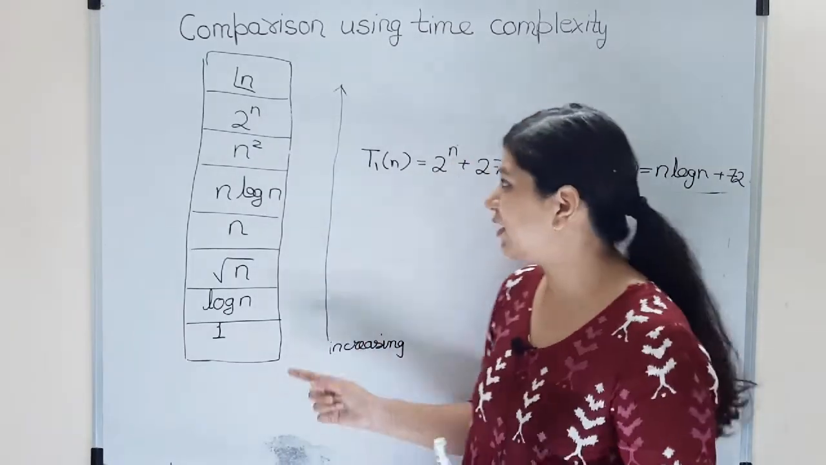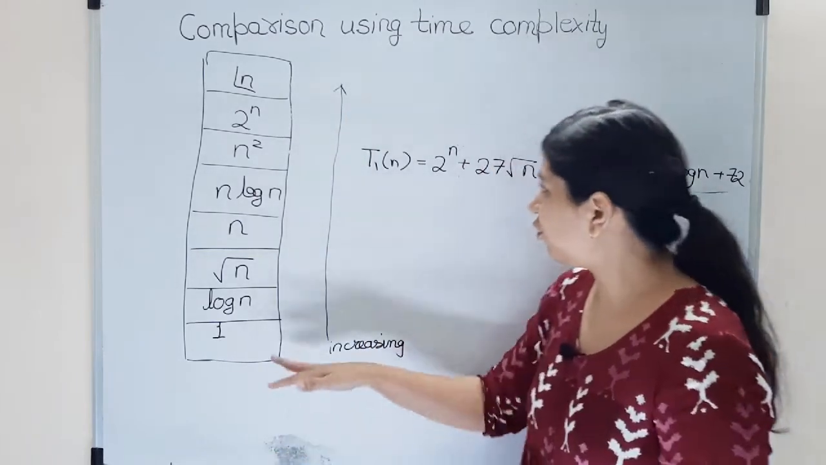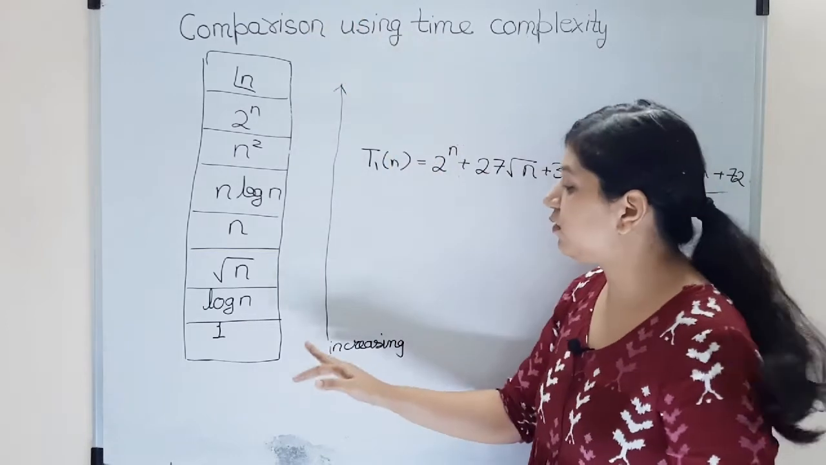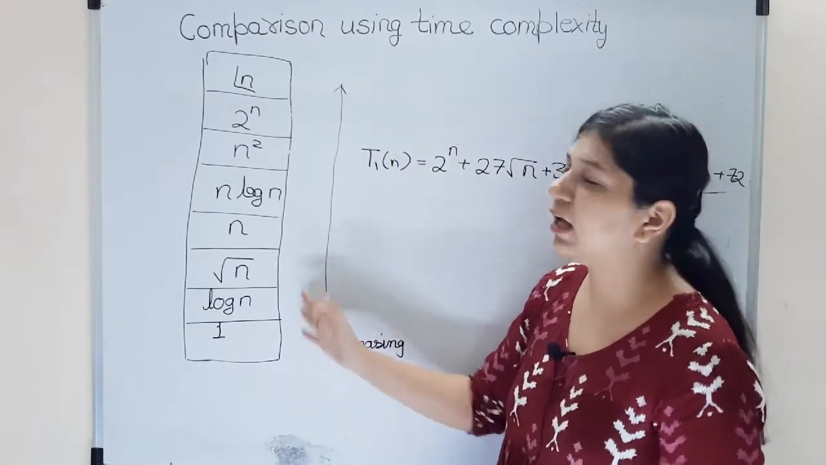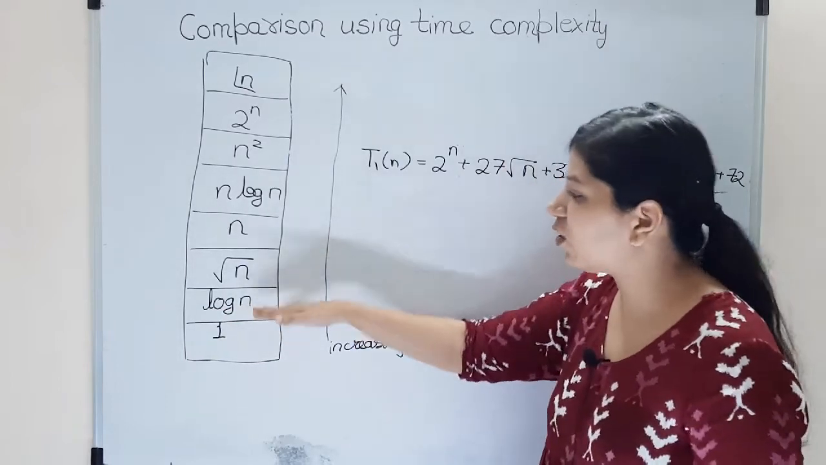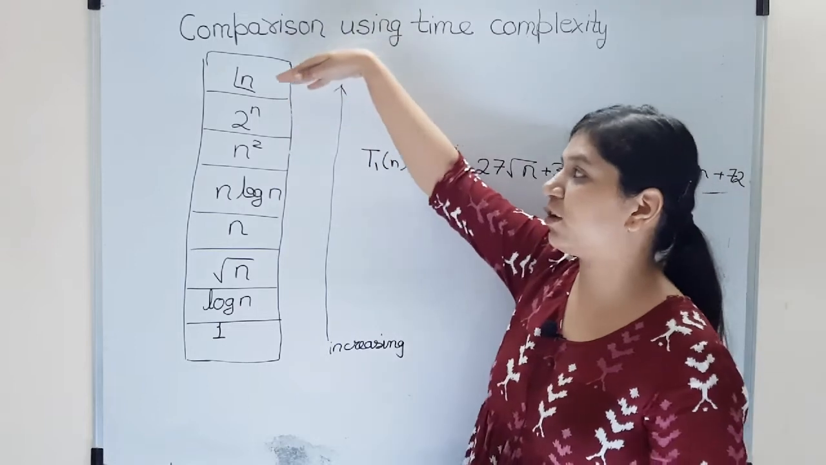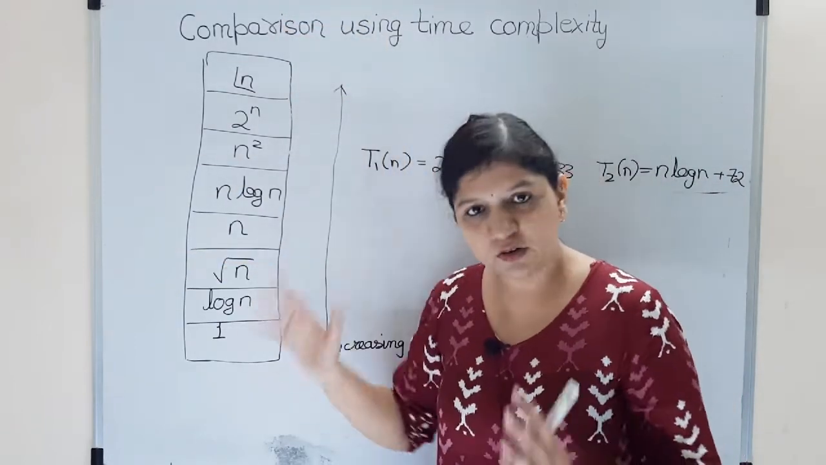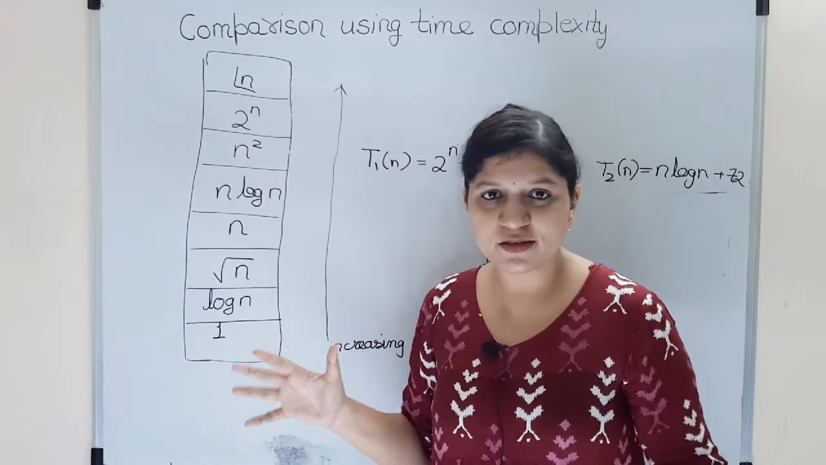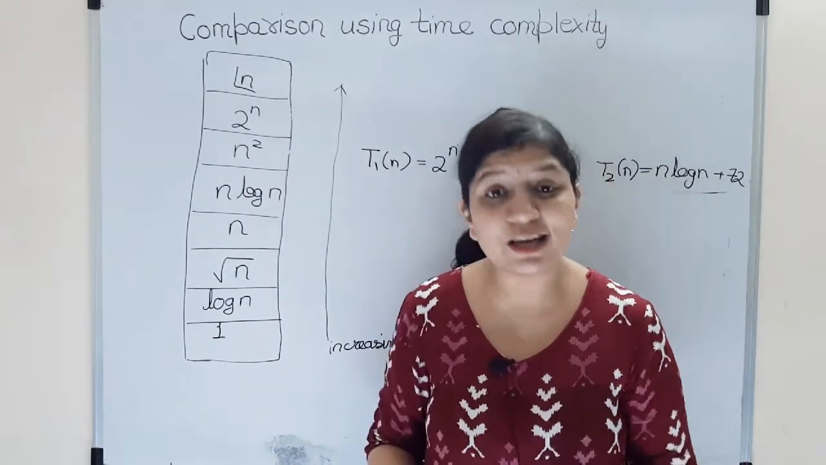Okay guys, this is the time complexity comparison table I was talking about. If you go from bottom to the top, you will see that time complexities are in increasing order. So 1 is the best time complexity, then log n, root n, n, n log n, n squared, 2 power n, factorial n. Generally the time complexity comparison boils down to these functions, so these are going to be really useful.